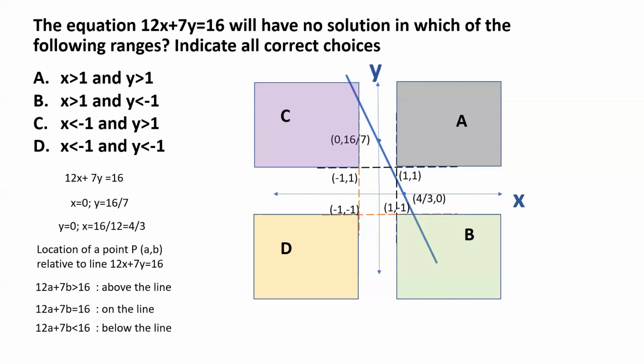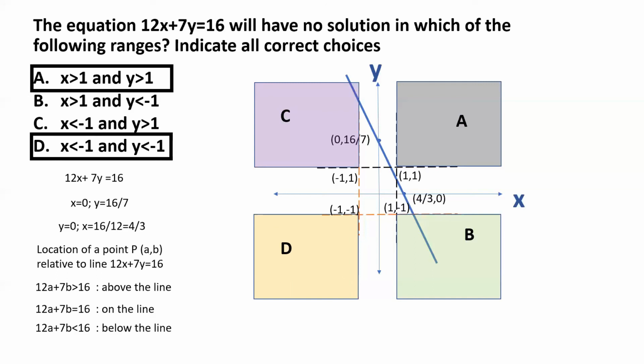So from this coordinate geometric representation of the straight line and considering the different ranges on the xy plane, it's very easy to find that the regions where this equation will have no solution are zone A and zone D. Those will be the two correct options here.